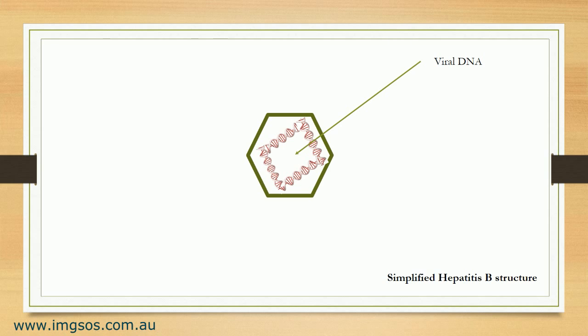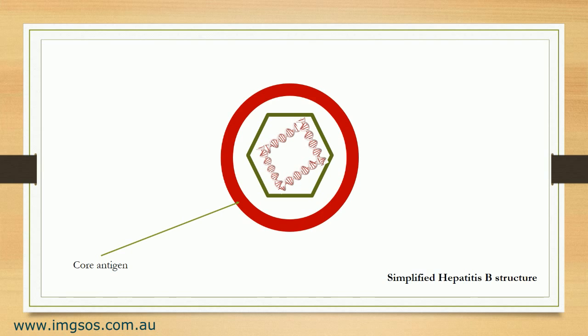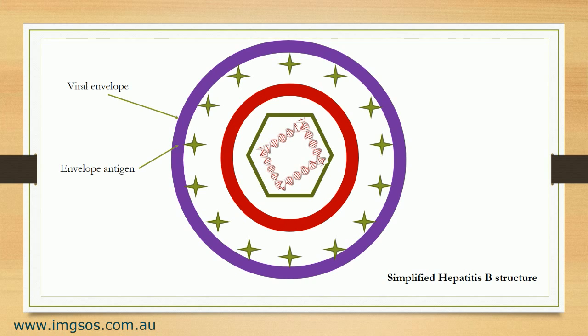Firstly, in the centre of the virus, we've got viral DNA, hepatitis B DNA. Some of this is single-stranded and some of this is double-stranded. And that's important because we'll come back to it later. That's then surrounded by a core, and this viral core has antigens. And those antigens can be measured, and those antigens will produce antibodies when they're seen by the body's immune system. Around this is then an envelope, and this viral envelope is studded with antigens as well, and these are called the envelope antigens.